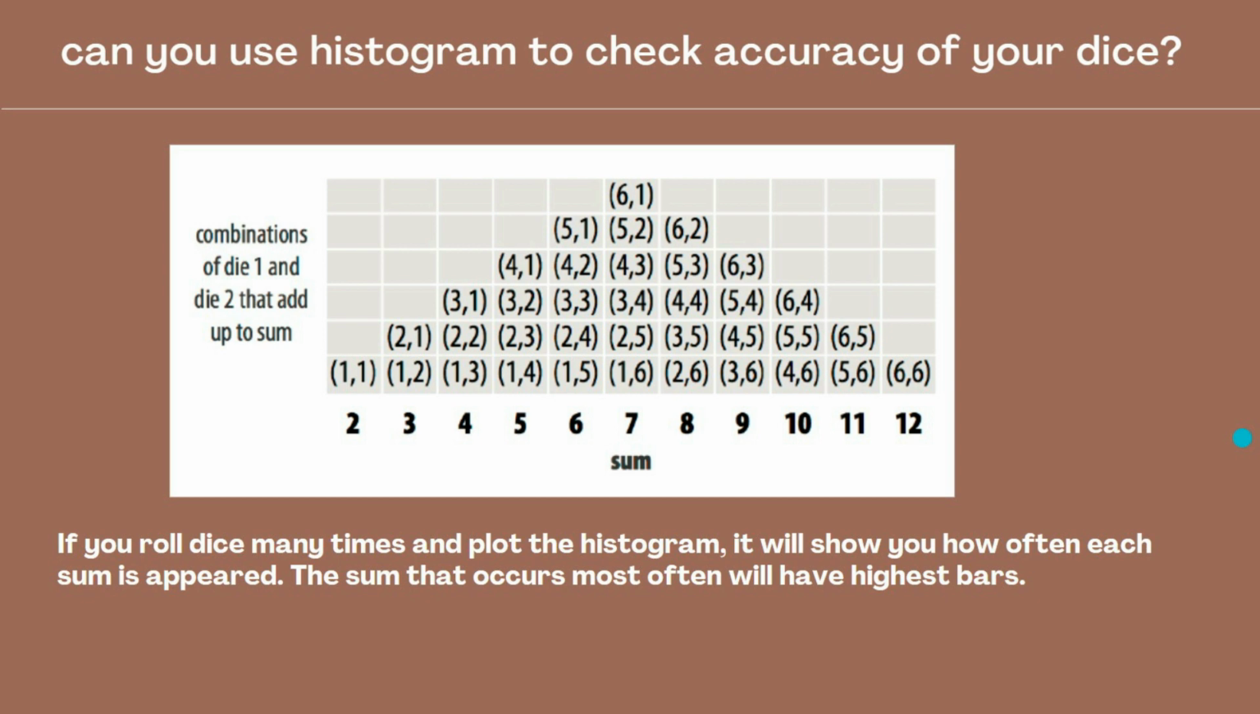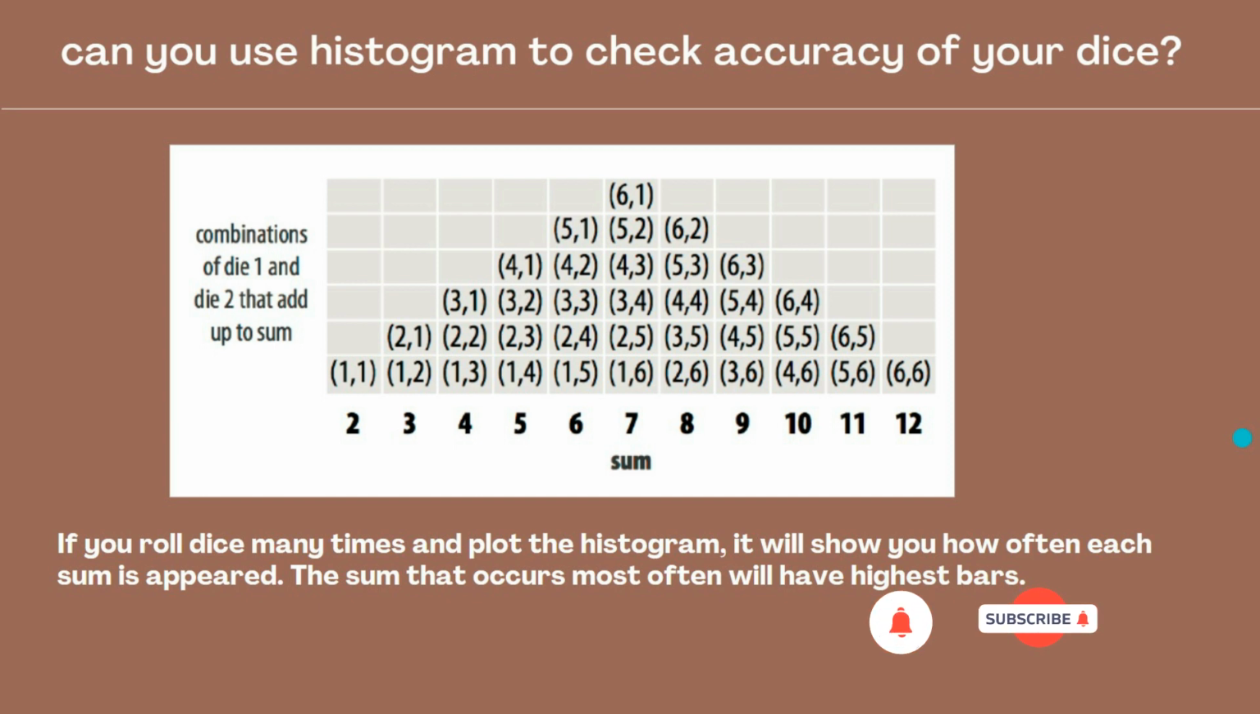So this is how the histogram would look. But in order to get the histogram of this shape, you need to run the experiment many times. So you have to roll the dice many times. And if you roll the dice many times and plot the histogram, then it will show you how often each sum has appeared.